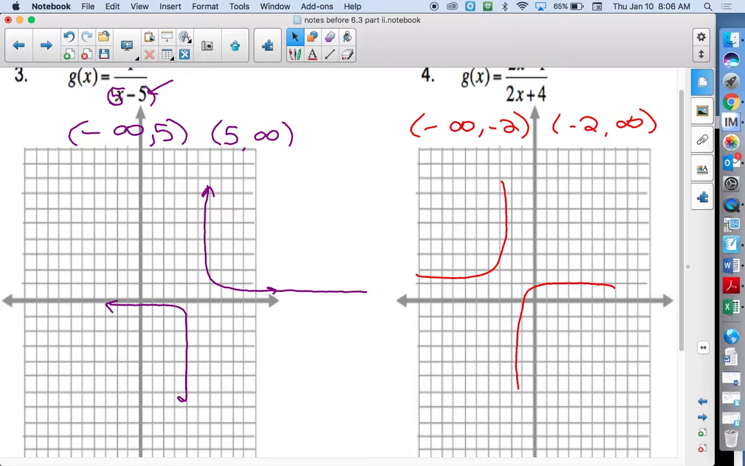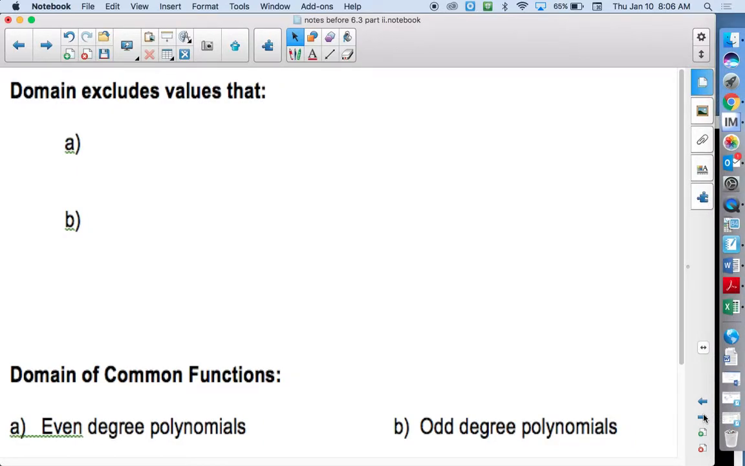So on the next page, we're going to see if we can try and make some rules about domain, so that we can look at equations and figure out what a domain is. And that would be pulling all these graphs together. So there are two cases above, and this is just domain. So this is not range, this is just for the domain. It says domain excludes values that.